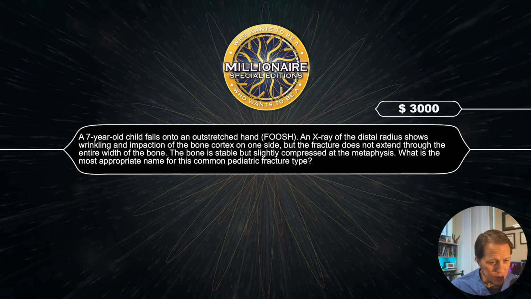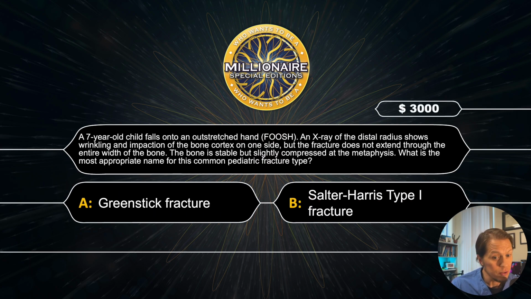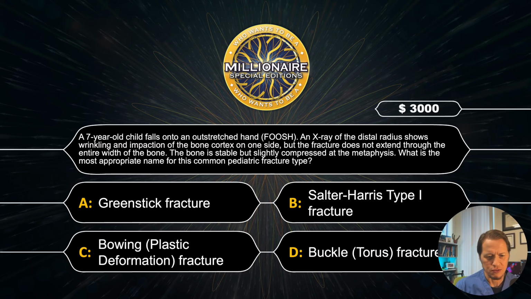A 7-year-old child falls onto an outstretched hand. A FOOSH, fall on outstretched hands. So this is a pediatrics case. An x-ray of the distal radius shows wrinkling and impaction of the bony cortex on one side. The fracture does not extend through the entire width of the bone. You're going to have to use your imagination here. The bone is stable but slightly compressed at the metaphysis, which is a little bit farther towards the edge of the bone. What is the most appropriate name for this common pediatric fracture type? Pause if you need it.